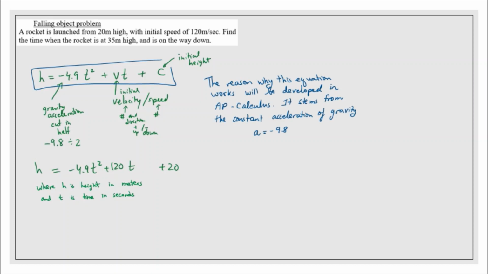Now, the reason why this equation works will actually be developed in AP Calculus. It stems from the constant of acceleration of gravity. So we know that gravity is 9.8 on Earth. There's a process called integration. If you were to integrate that, you would get velocity. If you integrate that, you would get height. And this is the reason why the equation works the way it does. Right now, you don't know anything about integration, so just wait until you get to calculus class.